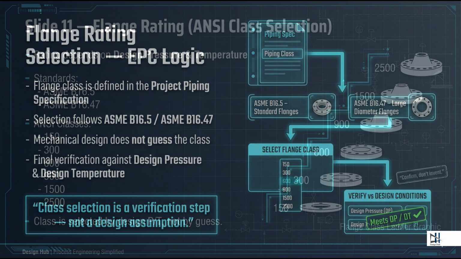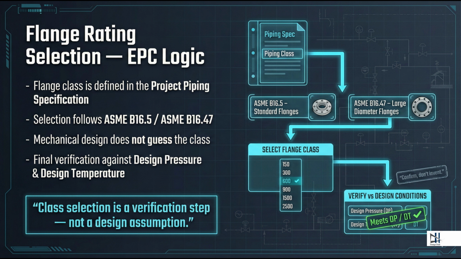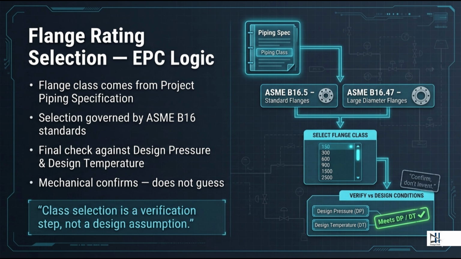Second, where do we select it from? In most projects, flange class selection follows the piping specifications based on ASME B16.5 for standard flanges and ASME B16.47 for large diameter flanges. So we don't invent a class. We confirm it based on the project piping class, then ensure it meets design conditions.